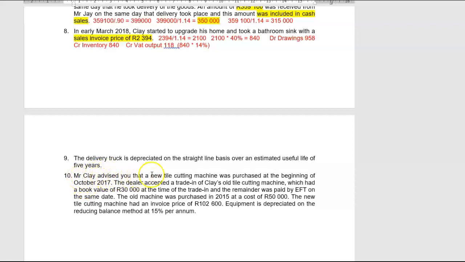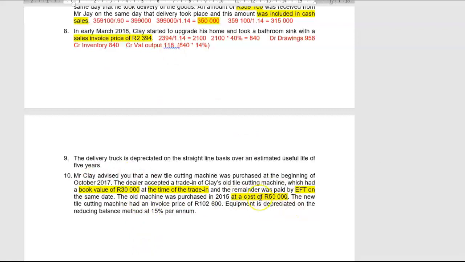Number 10, Mr. Clay advised you that a new tile cutting machine was purchased at the beginning of October 2017. The dealer accepted a trade-in of Clay's old tile cutting machine, which had a book value of 30,000 Rand at the date of the sale, at the time of the trade-in. After that, the depreciation for the current year has been provided. And then the remainder was paid by EFT on the same date for the new tile cutting machine. The old machine was purchased in 2015 at a cost of 50,000 Rand.